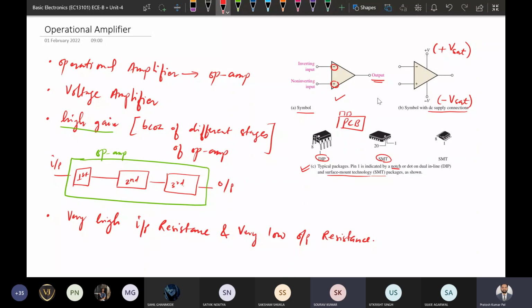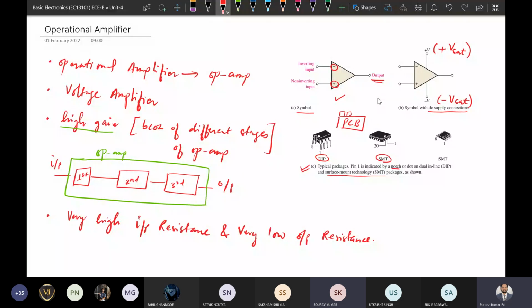Similarly here in SMT1, where the white dot is, that will indicate pin number 1. Here again a white dot is there, so that indicates pin number 1. So this is how the operational amplifier ICs look. And now some history notes about operational amplifiers.